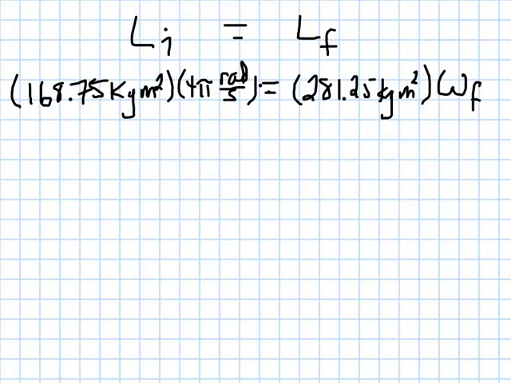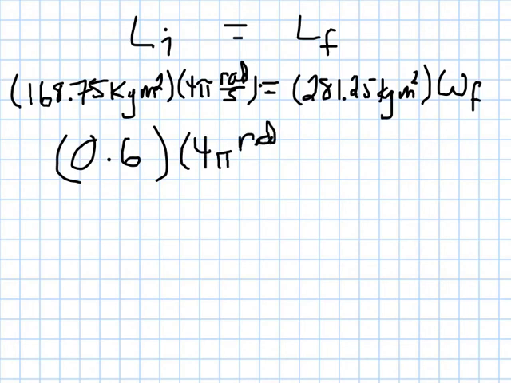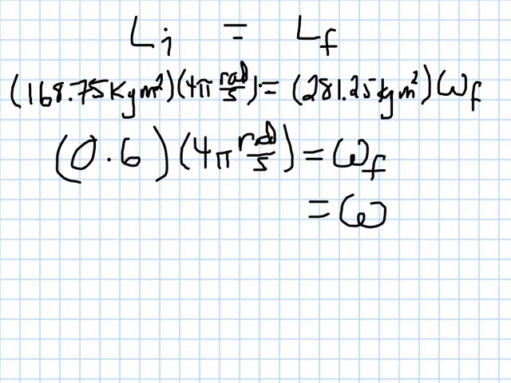So let's take our final algebra steps. I'm going to divide both sides by 281.25 kilograms times meters squared. And that's going to give me 0.6. The units have canceled out, times 4 pi radians per second equals omega final. So omega final works out to be 2.4 times pi radians per second. That's a perfectly good answer.